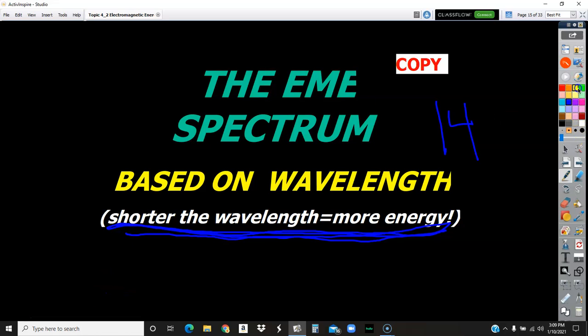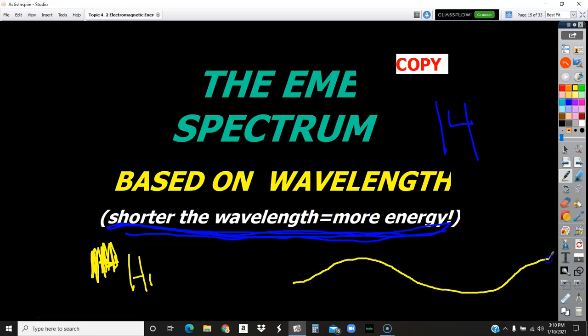Meaning, and I'll do my best with the mouse here, if I draw wavelengths that are really squished like this, up and down, up and down, but they're really squished waves, short waves, this would have a very high energy, these waves. If I take a wave and do this to it, stretch it out, this would have a low energy. So shorter wave, more frequency, more energy.